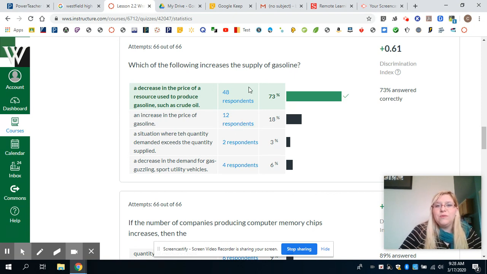Which one is going to increase supply? That means it's a supply shifter. It's a supply shifter, okay? And this is the only supply shifter. It's a change in the cost of inputs.